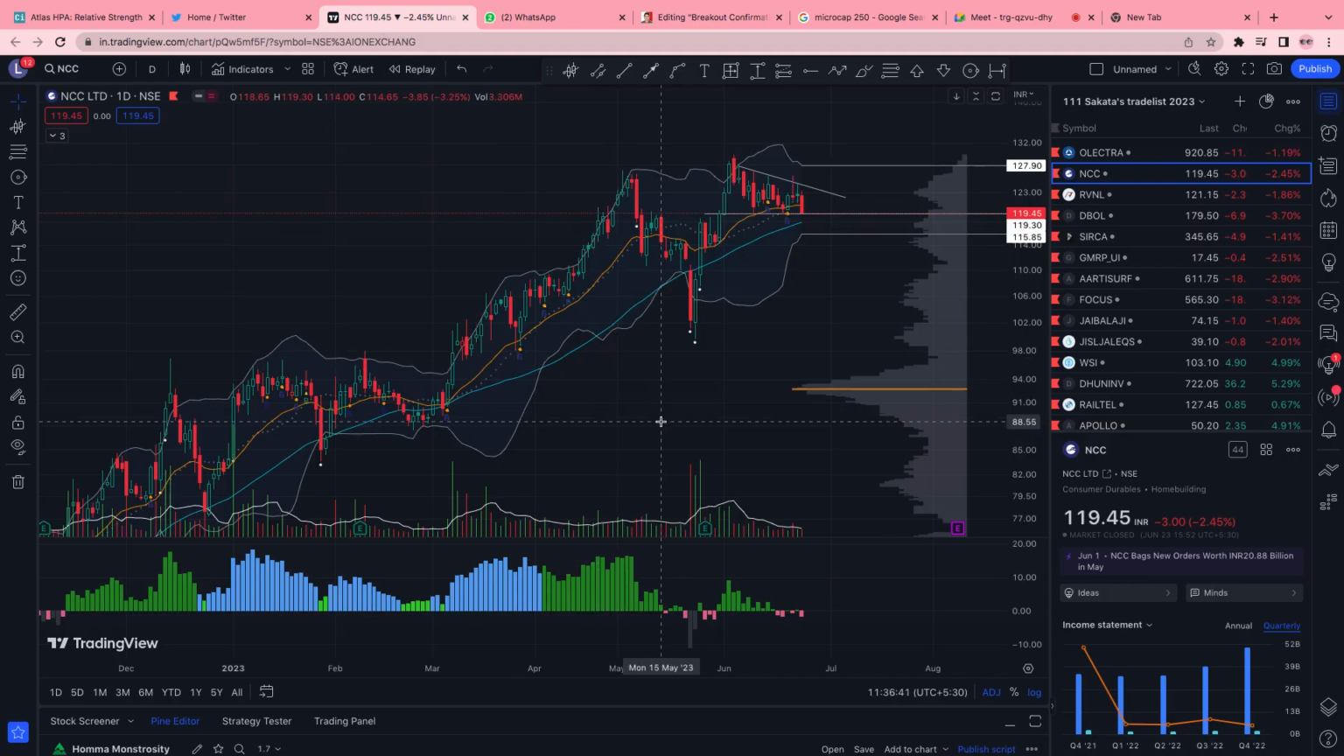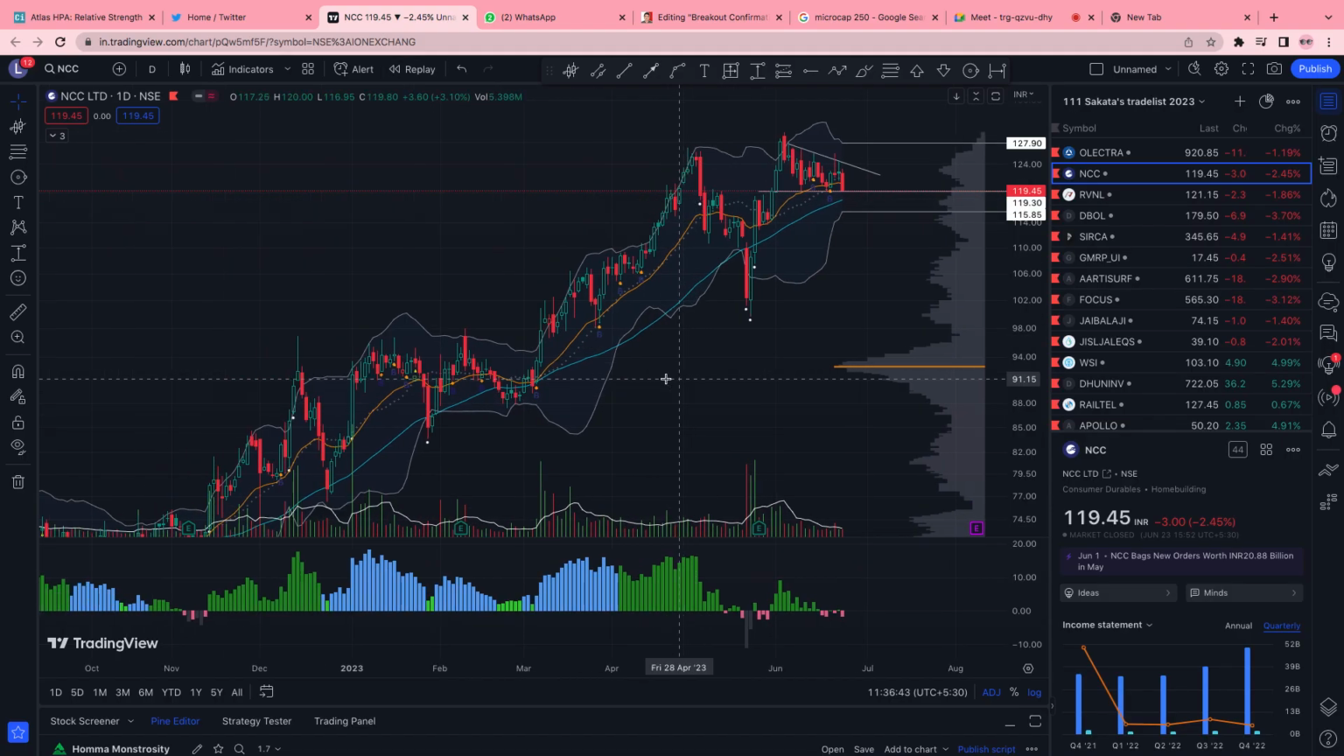But again, see. Now the question is, is every Bollinger Band breakout tradable? The answer is no, right?